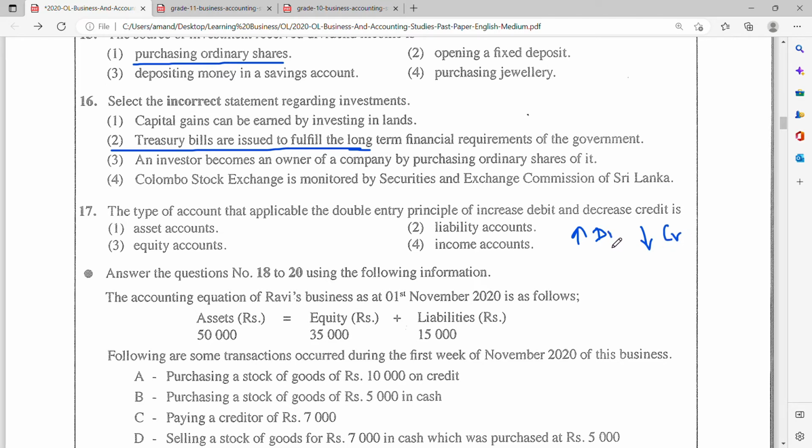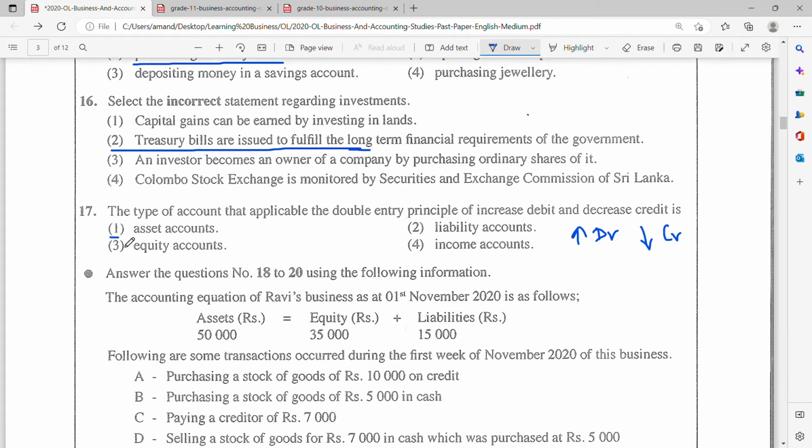So we know in liability, equity, and income, if you are going to increase, you have to credit the account. If your liability is increasing, it will be a credit to that relevant account. If you want to decrease equity, liability, or income, it will be a debit. So the only type of account where to increase you will have to debit, and to decrease you will have to credit, is asset accounts.